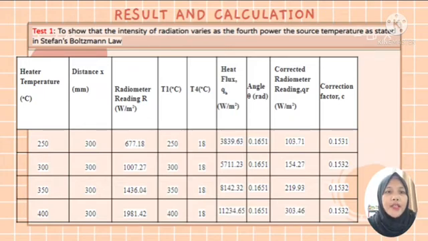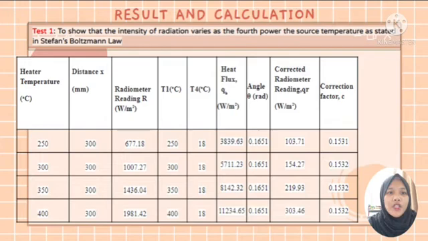From calculation, the heat flux can be calculated by using the Stefan-Boltzmann law, where the Stefan-Boltzmann constant is multiplied with temperature 4 to the power of 4 minus temperature 1 to the power of 4. The Stefan-Boltzmann constant is 5.67 times 10 to the power of negative 8 W/m² K⁴.